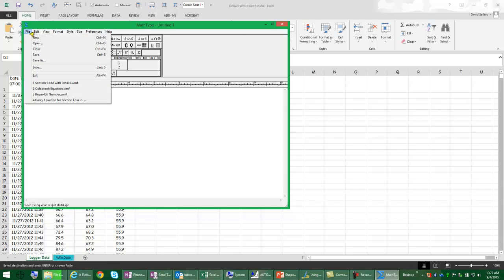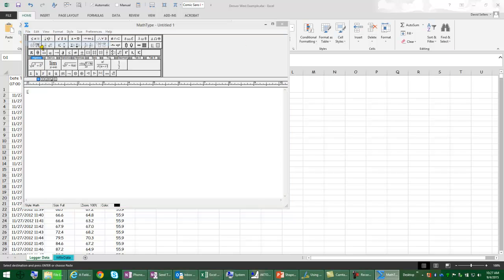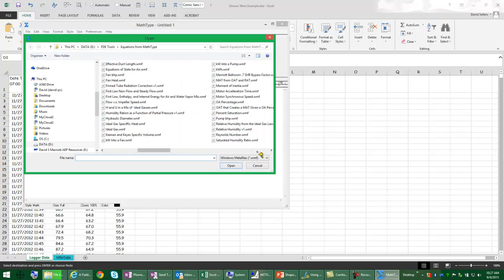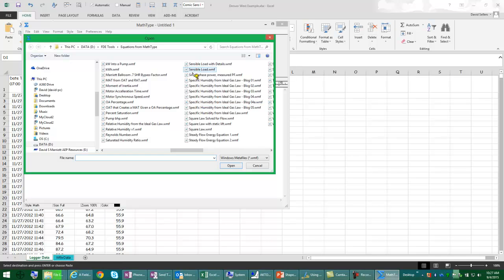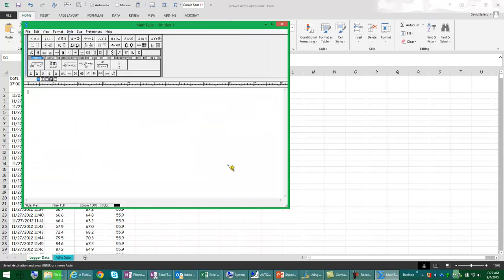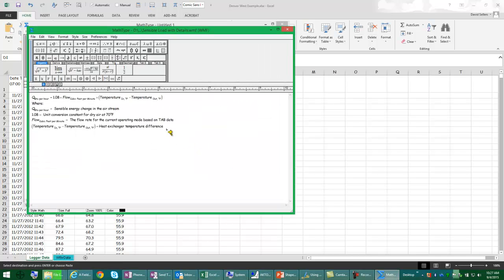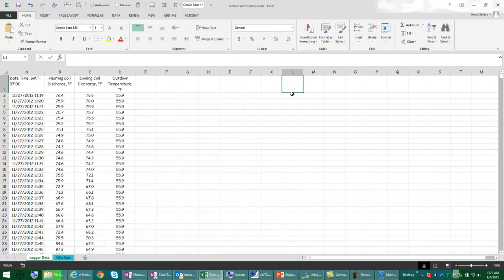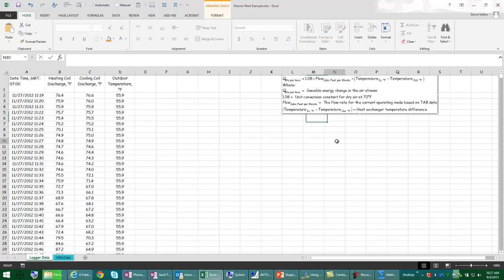So I want to get the equation for sensible energy, so I'm going to say open, goes to my directory, and PQRS, sensible load. Basically this equation right here, I'm going to copy it into my spreadsheet. It's always a good idea to put the formula you're using in the spreadsheet, so if somebody besides you looked at what you did, they could figure it out. So there's the formula I'm going to use.